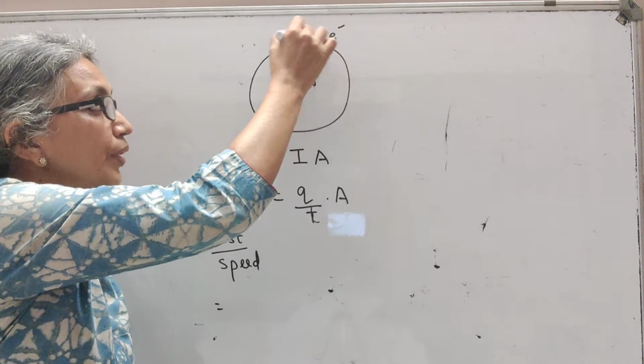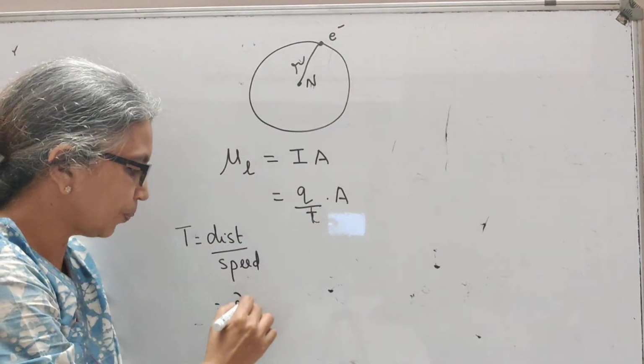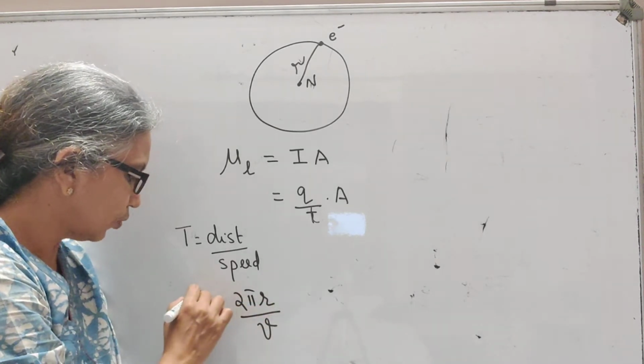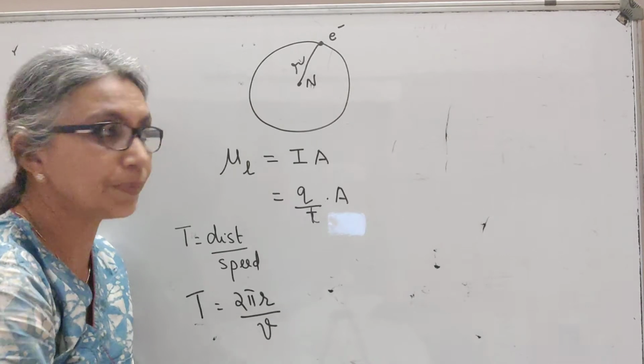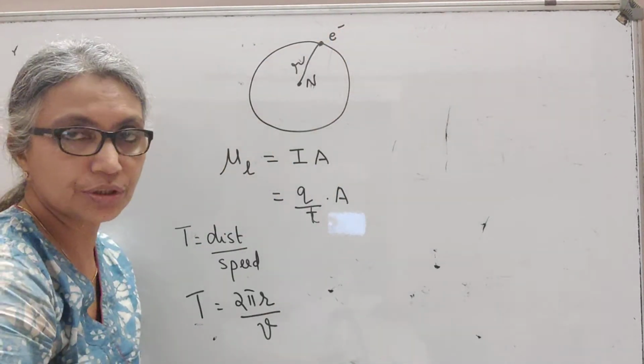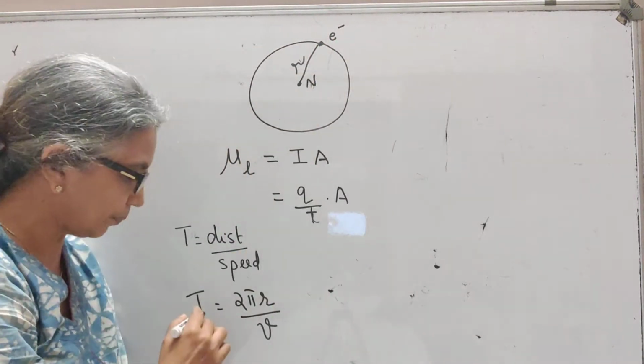The distance covered when the electron completes one revolution here is 2 pi r divided by the speed, that is v, which is what you call the time period. Time period is the time taken for the electron to complete one revolution. So here we have 2 pi r divided by the speed giving you the time period.